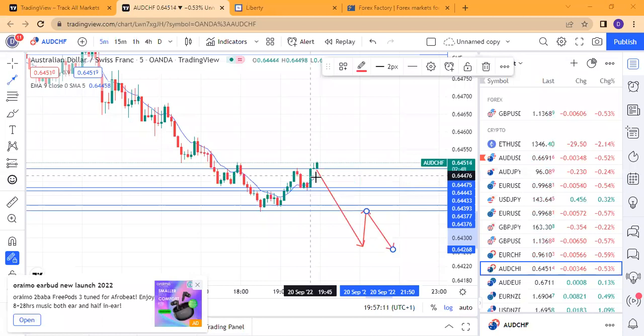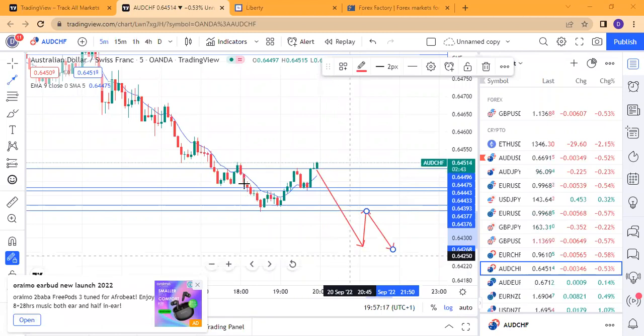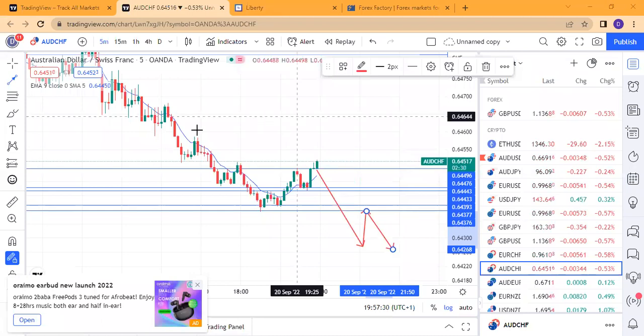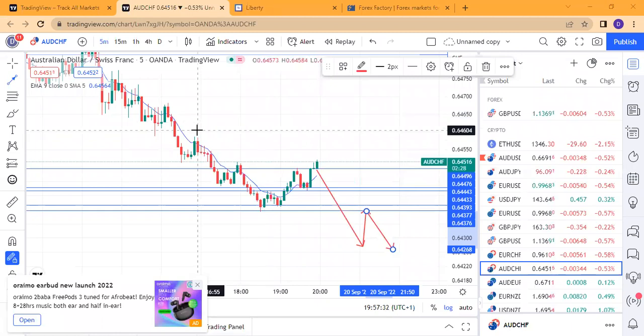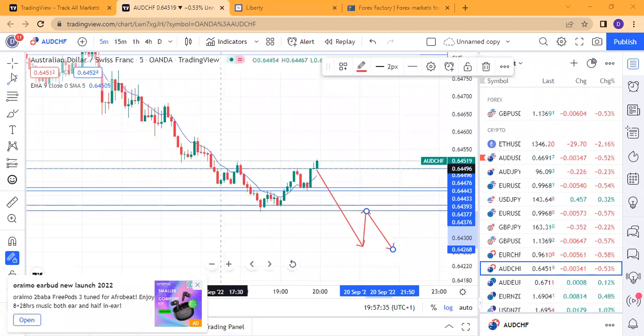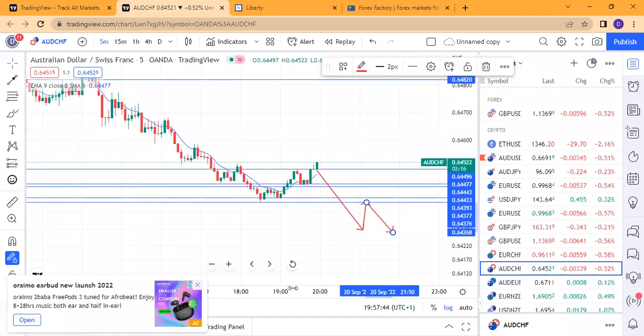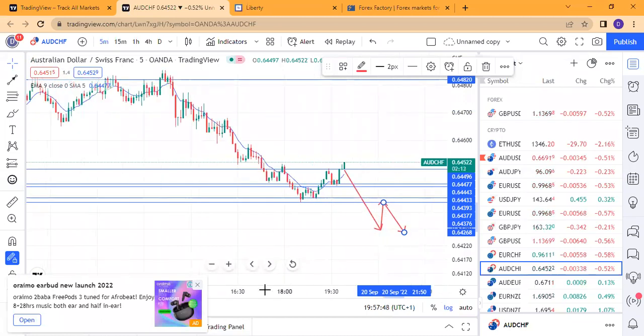Now, basically, this is simple. Now, for you guys saying you don't understand, just listen to me. Once you come into the market and you see that the market is on a downtrend, you want to trade with the trend. Don't trade against the trend. The trend is your friend.